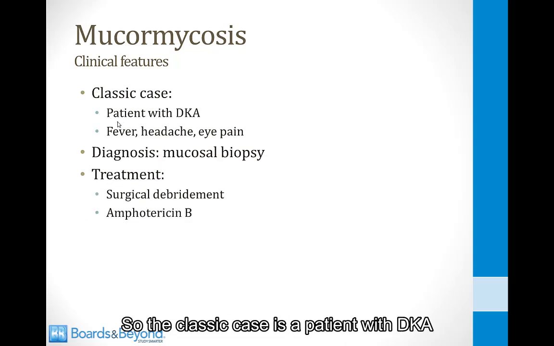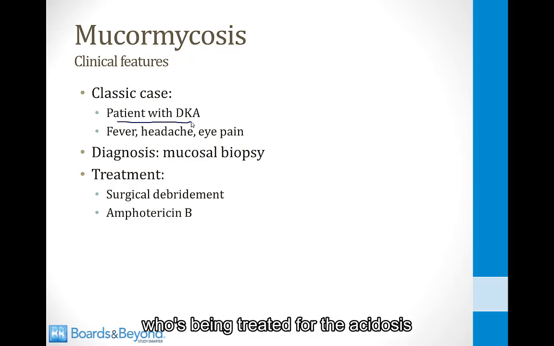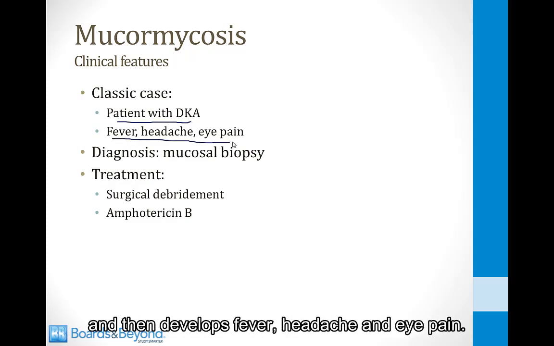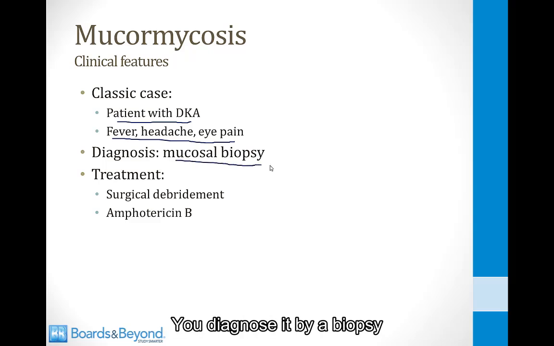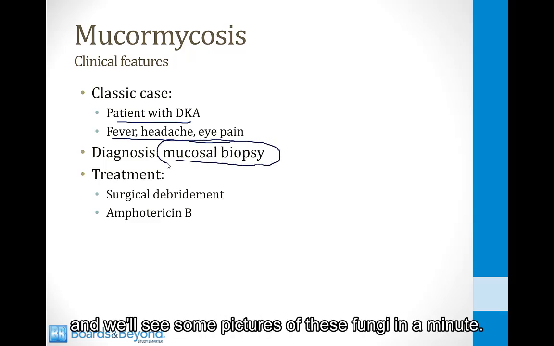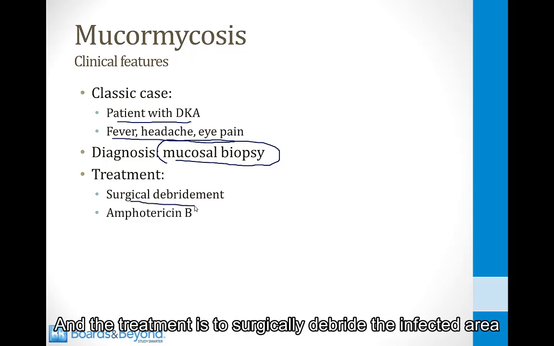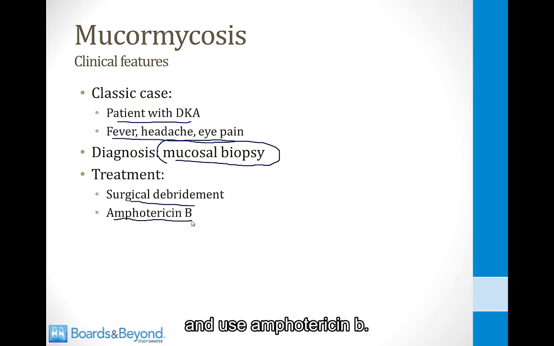So the classic case is a patient with DKA who's being treated for the acidosis and then develops fever, headache, and eye pain. You diagnose it by a biopsy, and we'll see some pictures of these fungi in a minute, and the treatment is to surgically debride the infected area and use amphotericin B.